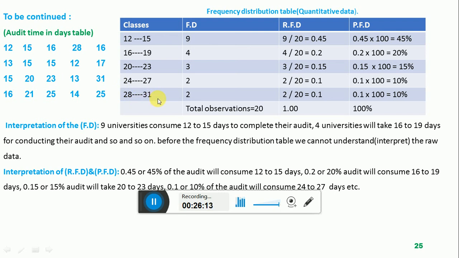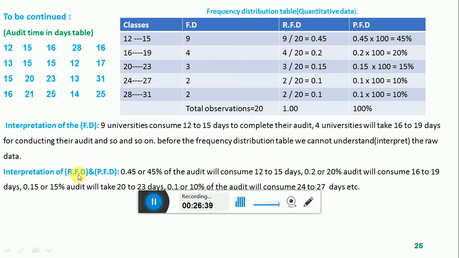So the frequency distribution table tells us the meaning of this raw data. I'm again repeating, 9 universities consume 12 to 15 days to complete their audit. 4 universities will take 16 to 19 days for conducting their audit, and so on. Before the frequency distribution table, we cannot understand or interpret the raw data.